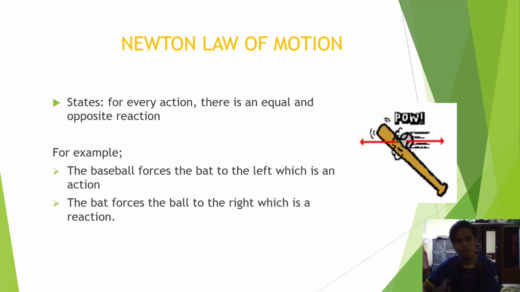Okay, I will present about Newton's Law of Motion. Newton's Law of Motion states that for every action, there is an equal and opposite reaction. The image shows that, for example, the baseball forces the bat to the left, which is an action. The bat forces the ball to the right, which is a reaction.